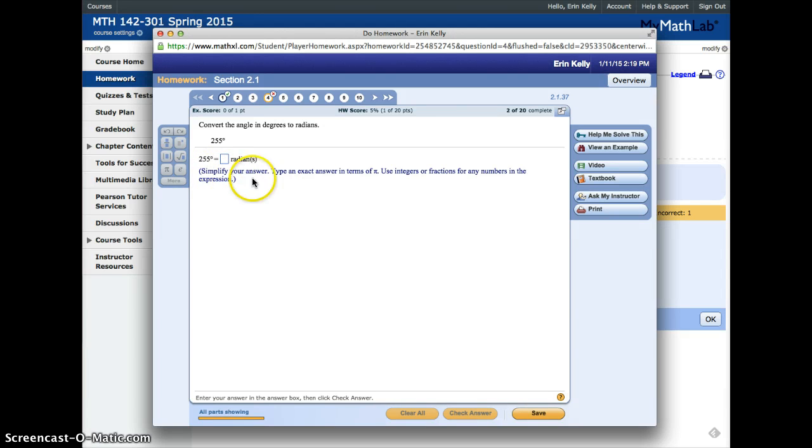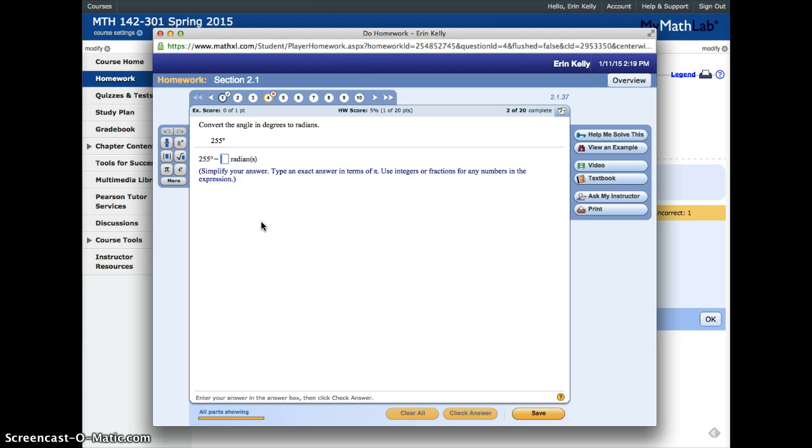So this information here in the blue is telling you what types of responses the computer is going to accept for this particular problem. You could have the right decimal number, but the computer won't accept it because it's not written in the way that it was asked to be written. So make sure that you read those little instructions there.